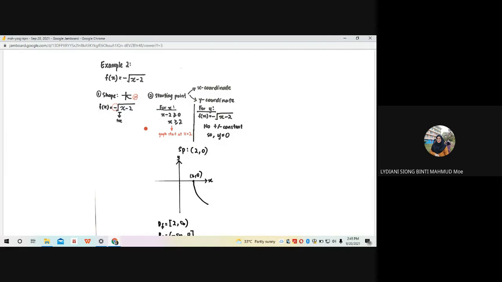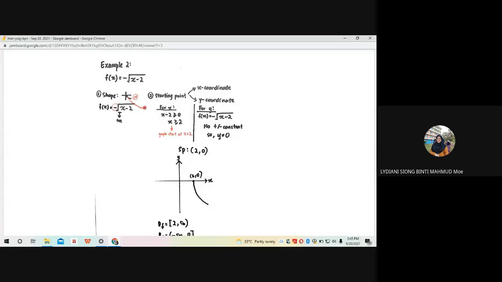Okay, so I'm going to explain example 2. So here we have f(x) equals negative square root of x minus 2. So the first thing first, we have to identify the shape of the graph. If we look here, our coefficient of x is positive, but in front of our square root sign, we have negative over there. So the graph is going to be in quadrant number 4.